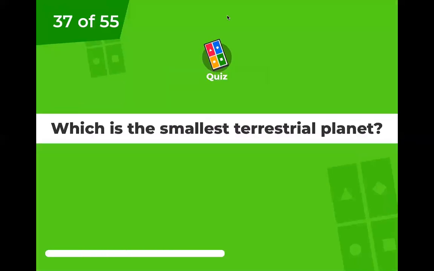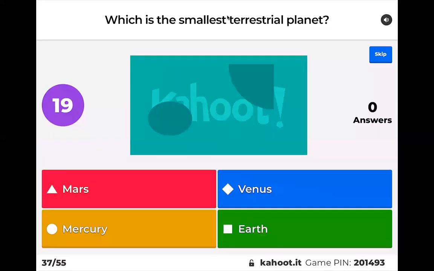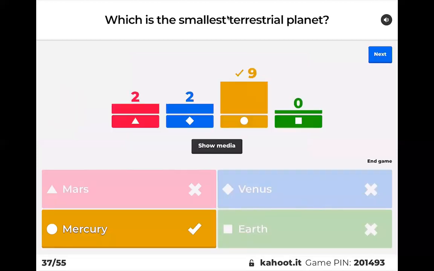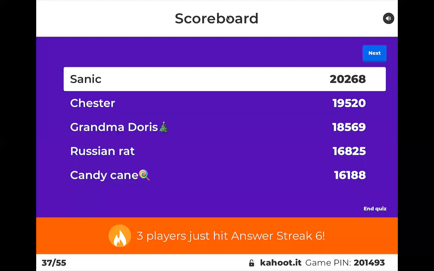Which is the smallest terrestrial planet? Mars, Mercury, Venus, or Earth, the smallest? I think Raina needs to go back to... Okay, Mercury. Oh, people who voted not on Mercury, seriously. Okay.